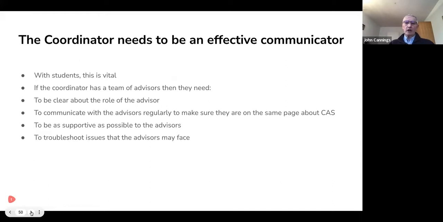And of course, it's vital that the coordinator's a great communicator, particularly with students, but also if they have a team of advisors in a big school. And with the team of advisors, they need to really be clear about the role of the advisor, communicate with the advisors regularly to make sure they're on the same page about CAS. And of course, it's very important to be as supportive as possible to the advisors and to troubleshoot issues that advisors may actually face.